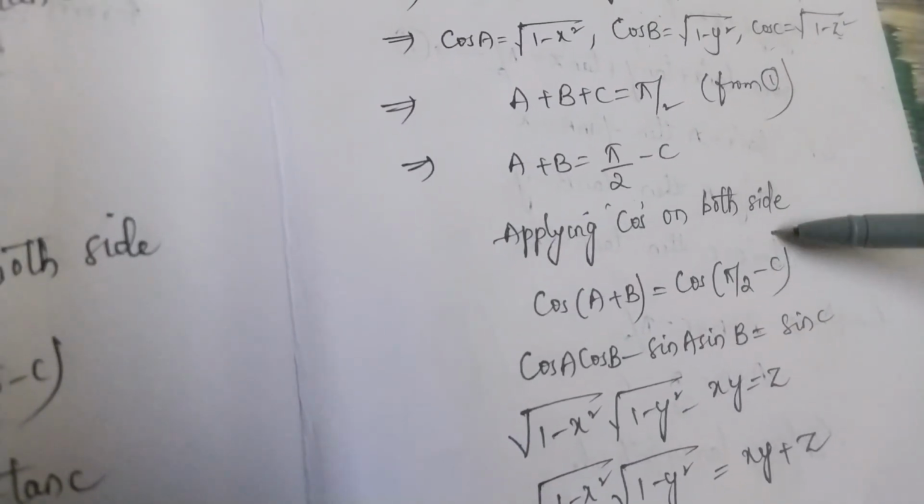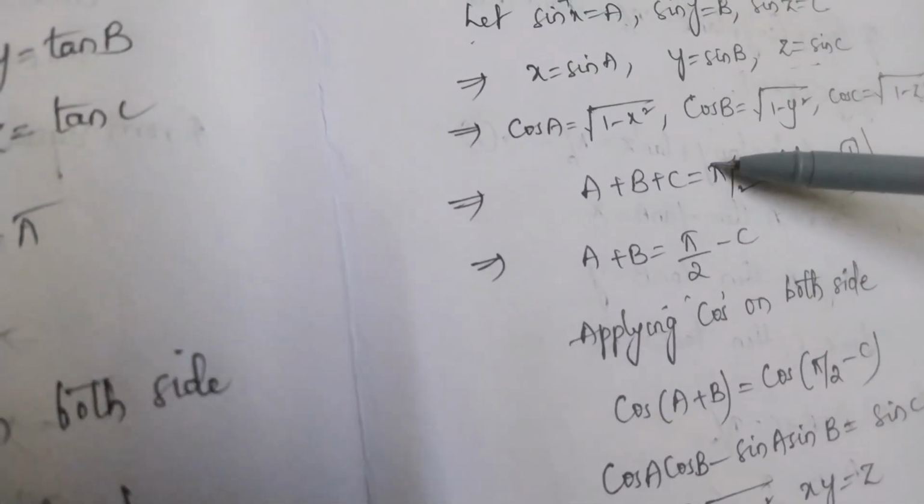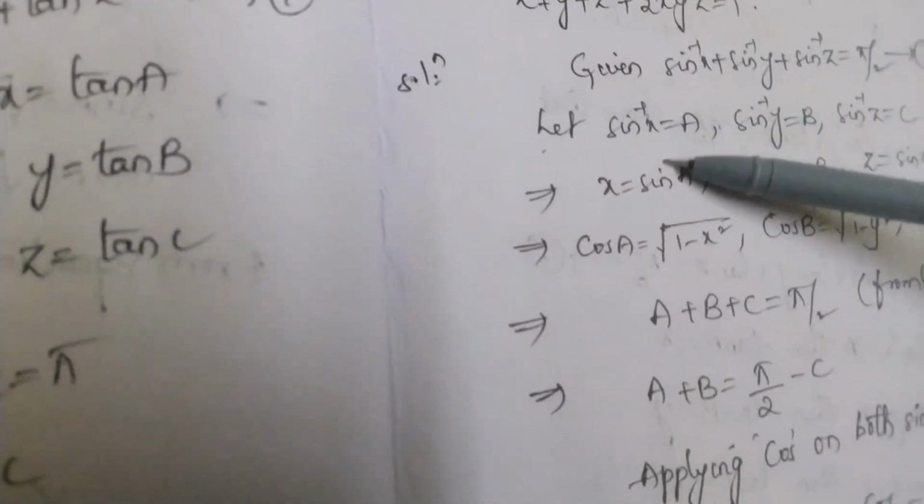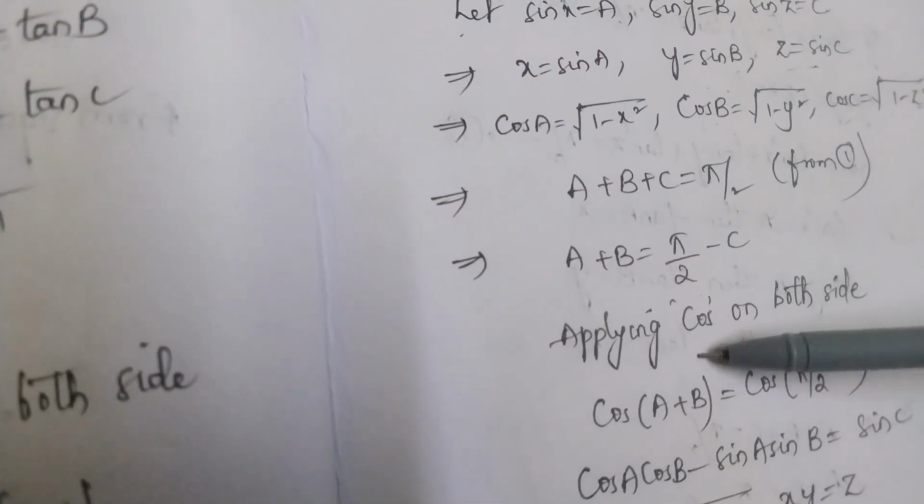You may have noticed that in the previous one, madam has told that since the given function is in tan or cos form, therefore we apply on both sides either cos or tan.